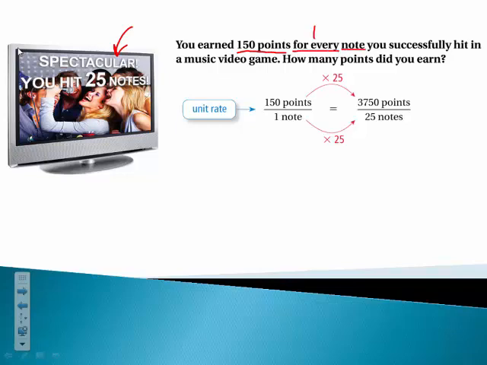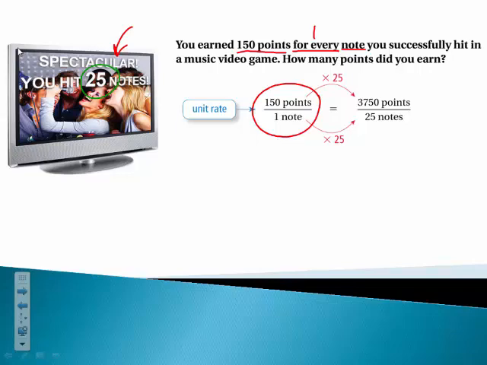That's for one note. So what you need to do is you set up your rate, which is 150 points per one note, and then you multiply it to 25 because you can see on the picture that you hit 25 notes. So since you hit 25 notes, you need to make that denominator 25. That will tell you hit 25 notes. So you multiply the top and the bottom by 25, and that gives you 3,750 points.